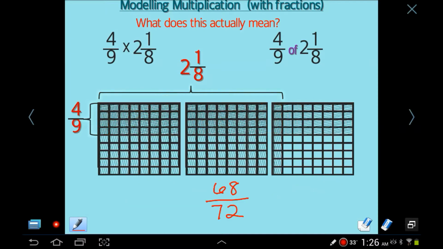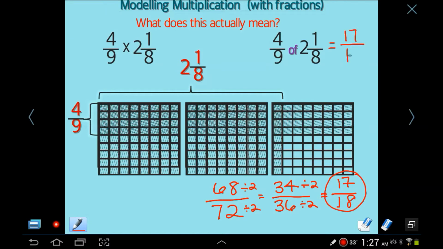So 68 over 72, I know that can reduce by 2. Something a typical math student's going to do. 68 divided by 2 is 34. 72 divided by 2 is 36. And don't stop there. Keep dividing. 34 divided by 2 and 36 divided by 2. 34 divided by 2 is 17. 36 divided by 2 is 18. So there you go. 17/18 is the answer.